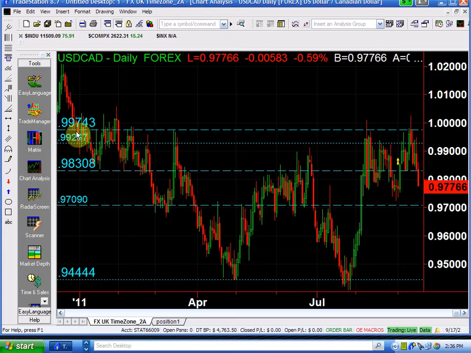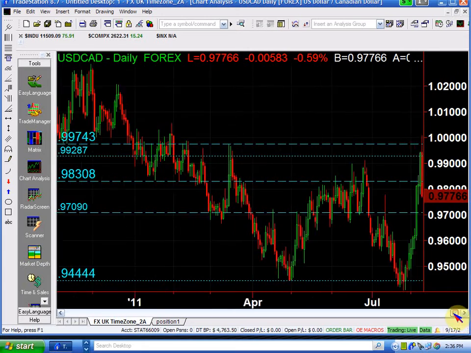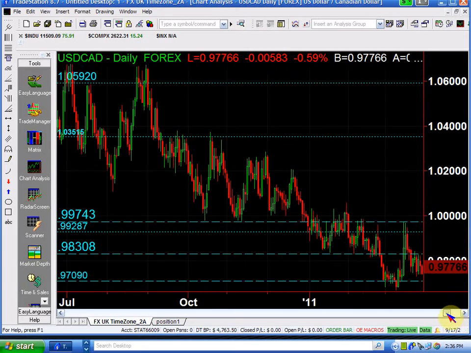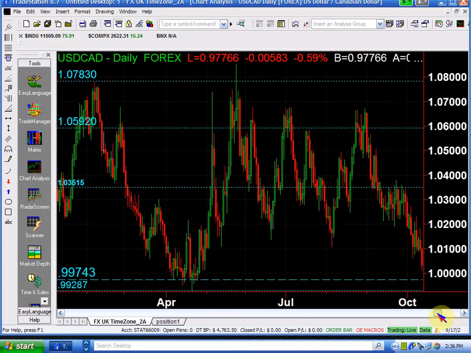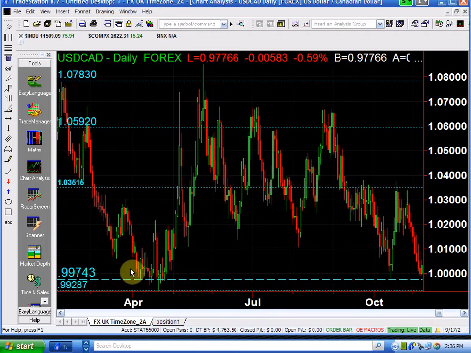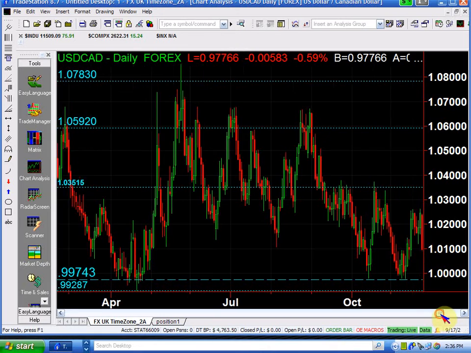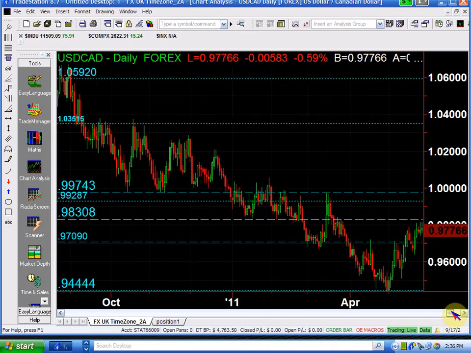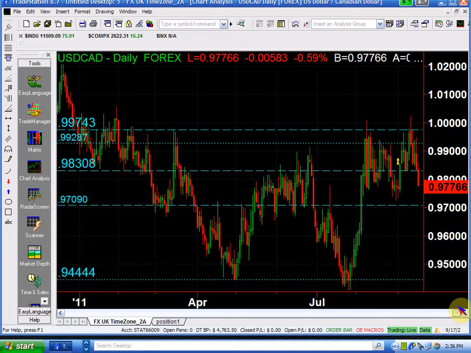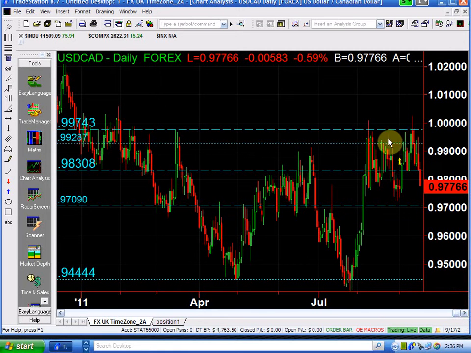Our real significant point is the 99.28. There is your 99.28, which is the low of April, and that was giving us the bounce to the upside, and it has been respected again for all the last. This is the 99.28. This is where we're looking, as it could be close to our turning point.